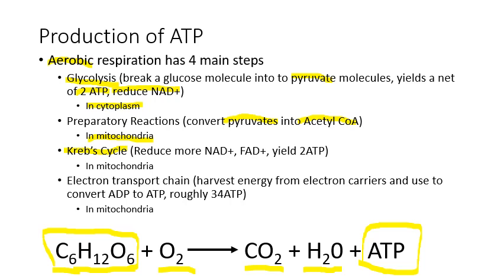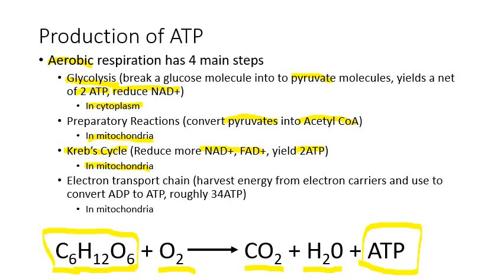In the Krebs cycle, this is going to be one of those cyclical pathways where basically we're going to load up some more electron carriers. So we're going to take our FAD, make it into FADH2. We're going to take our NAD, make it into NADH, and we're also going to get a little ATP out of this reaction as well. So again, this is happening in the mitochondria. So we're loading up more electron carriers. We're getting a little bit more ATP out of further breaking down what was left of that glucose molecule.